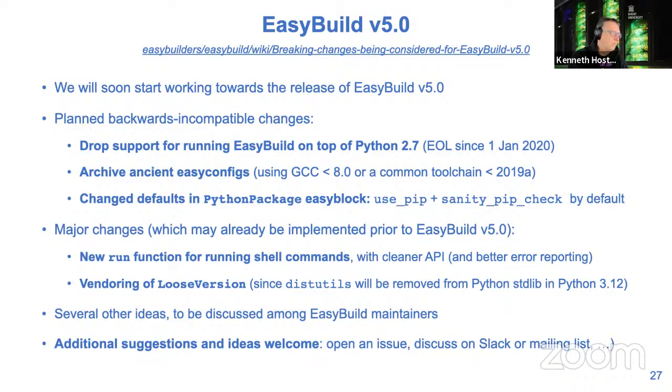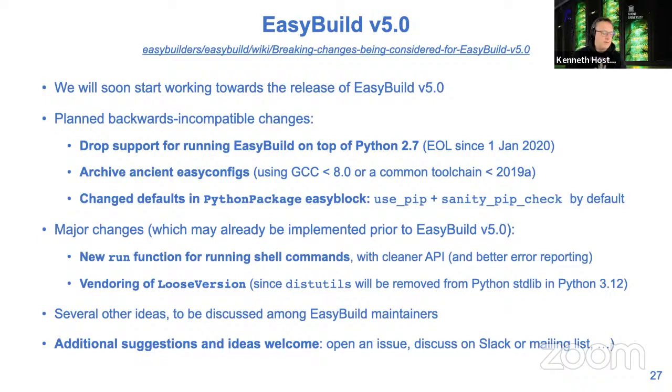And then this is maybe going to be the biggest change in terms of impact: changing some defaults in the PythonPackage easyblock, where we're going to enable the use of pip, and the running of pip check and the sanity check will be enabled by default. So that's the biggest backwards incompatible change. There may be additional ones, but they're probably going to be small, and the impact of those is going to be limited. And in any case, we'll have very clear documentation of what has changed and how you can mitigate those changes if you are affected by them.